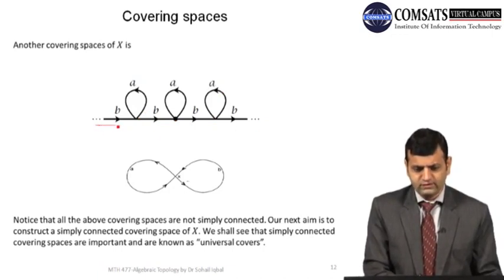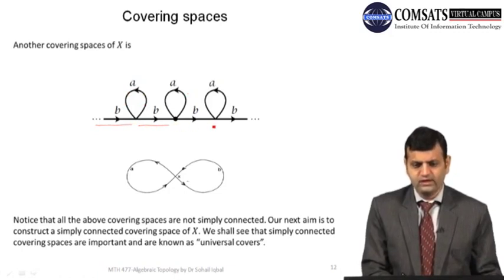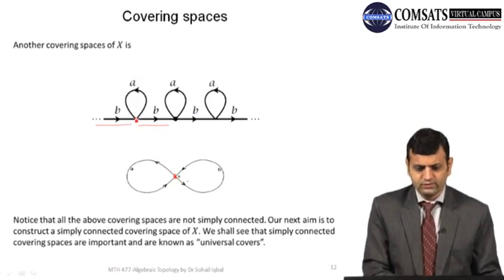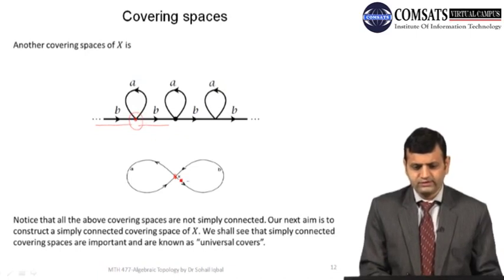So first we start with B, and then we have a loop of A, and then we go along B again, and then we have a loop of A again, and then B, and then a loop of A, and this is an infinite string. Okay, so what will be the inverse image of this point X? The inverse image of this point is going to be this point.